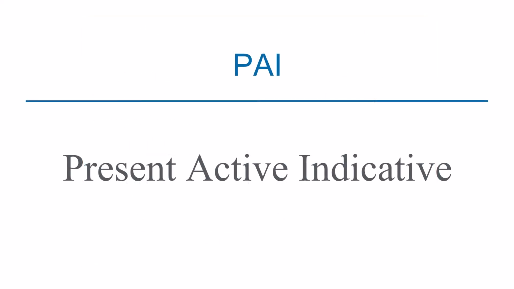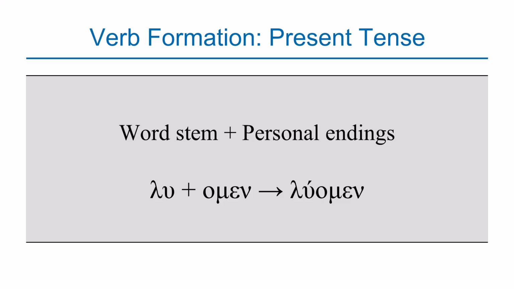Let's start by looking at the present tense, and specifically the present active indicative. Remember, in Greek 1, we'll be looking at the indicative mood. So we're starting to look at the present tense in active voice, the paradigm meaning present active indicative. Let's start by looking at how verbs are formed in the present tense.